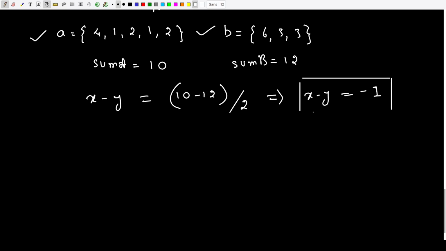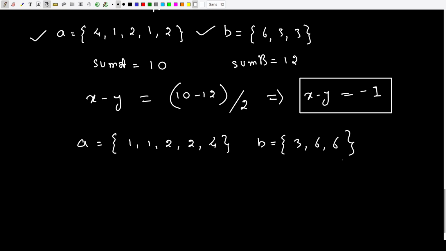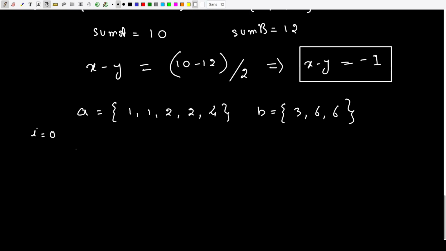Now, in order to find a pair such that the difference between the pair is minus 1, what we will do is we are going to sort array A. So after sorting, array A looks something like this. Similarly, we are going to sort array B also. So after sorting, array B looks something like this. Now, we will have our ith and jth pointer. So i equals 0 and j equals 0.